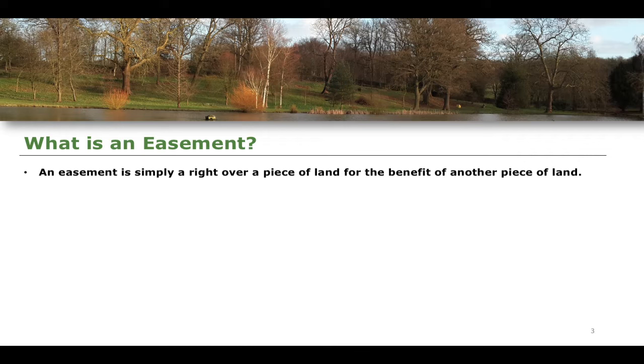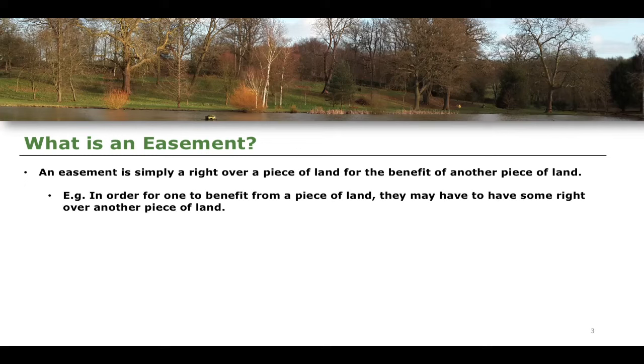An easement is simply a right over a piece of land for the benefit of another piece of land. So, essentially and simply put, if I have some interest in land that I wish to benefit from, but in order for me to have the full and total enjoyment of the piece of land that I own, I must have an interest in a different piece of land, that is known as an easement. So in order for one to benefit from a piece of land, they must have some right over another piece of land in order to actually get access to that right. Then we have an easement.